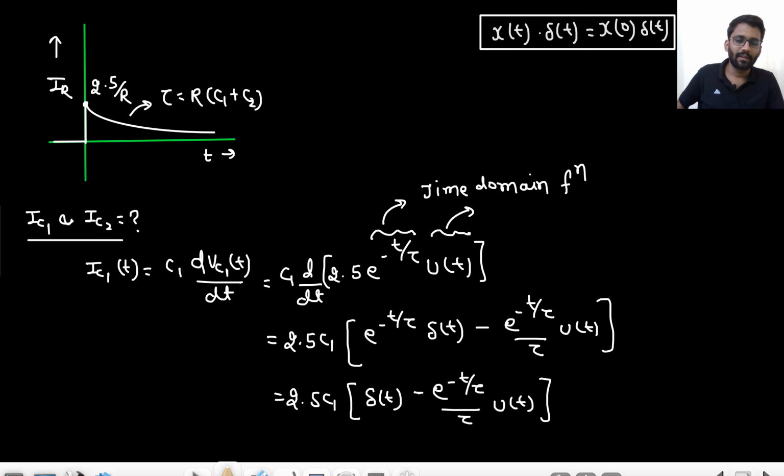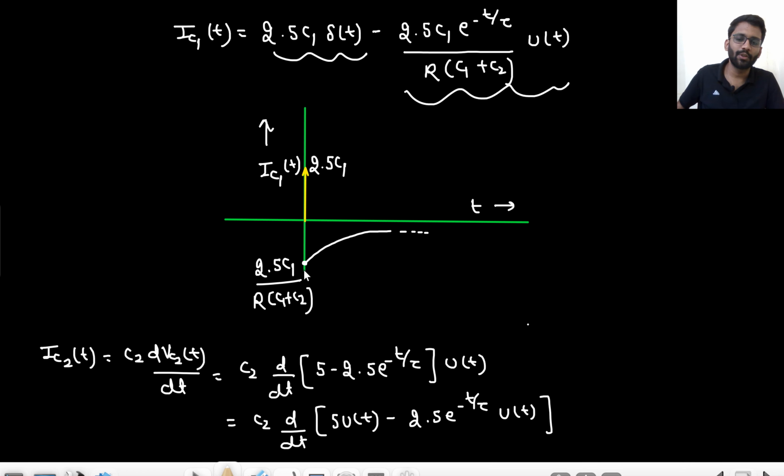Now what is the value of current at t equals to 0 plus? That is minus 2.5 C1 upon R into C1 plus C2. This also you can tell intuitively, but this is out of the scope of GATE students. There will be much deeper analysis, so I am not putting that video here. I will make a separate video for those who are aiming for placements and studying this subject. This value also you can take intuitively without writing the equations, but this is a very deep concept, so I will make another video for that.